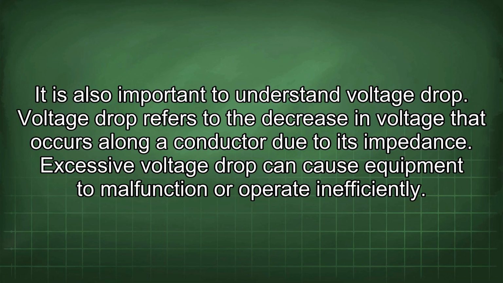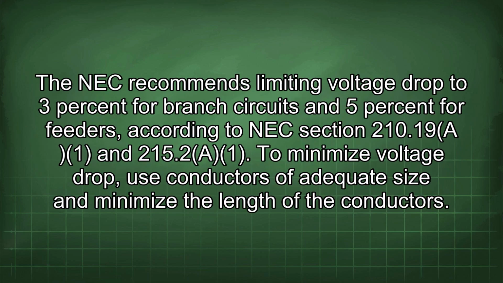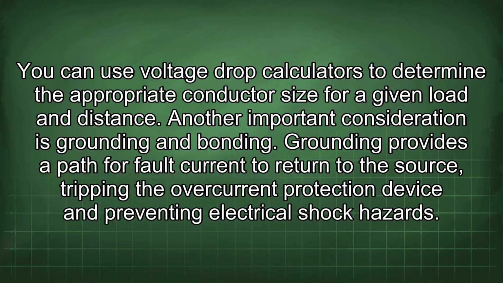Voltage drop refers to the decrease in voltage that occurs along a conductor due to its impedance. Excessive voltage drop can cause equipment to malfunction or operate inefficiently. The NEC recommends limiting voltage drop to 3% for branch circuits and 5% for feeders, according to NEC sections 210.19(A)(1) and 215.2(A)(1). To minimize voltage drop, use conductors of adequate size and minimize the length of the conductors. You can use voltage drop calculators to determine the appropriate conductor size for a given load and distance.